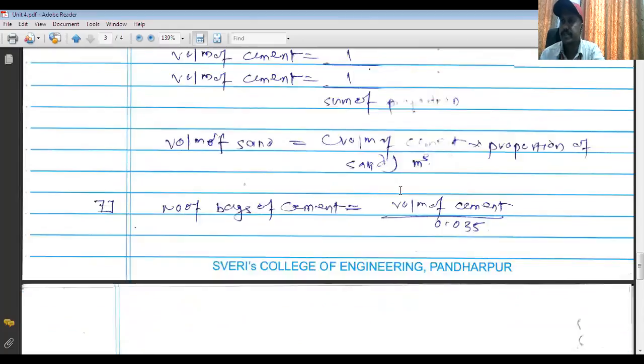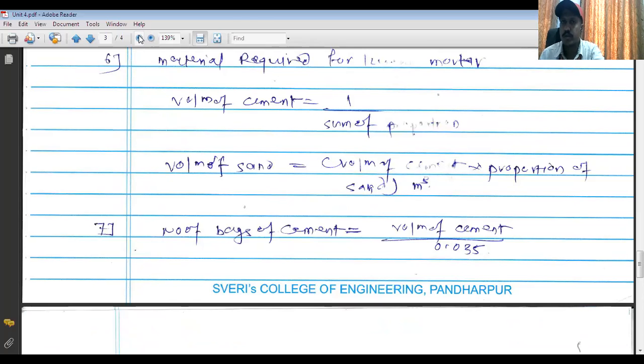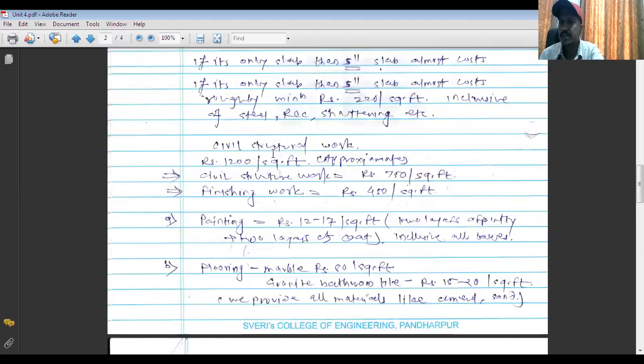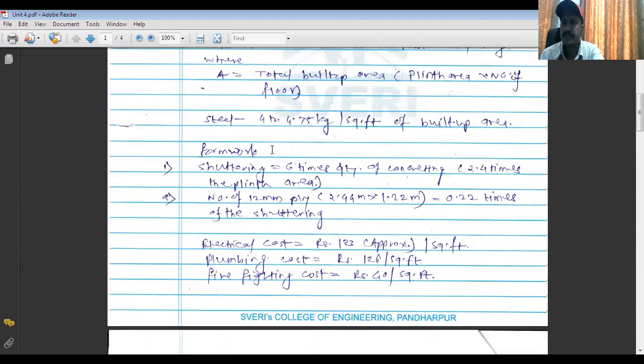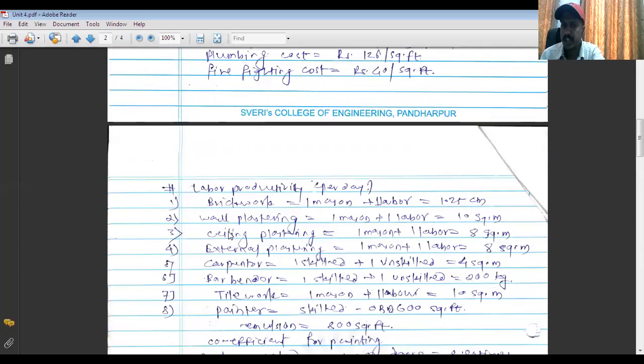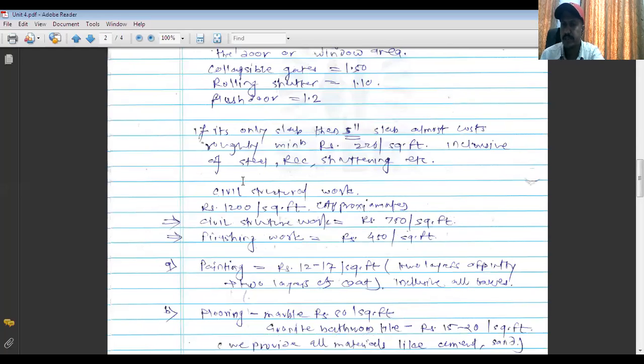These are some thumb rules which I have discussed. There are more than this. If time permits, in future also I will share a few of them. A few of them I have already shared. You will get a copy of these thumb rules in your study material link, so don't bother about it.